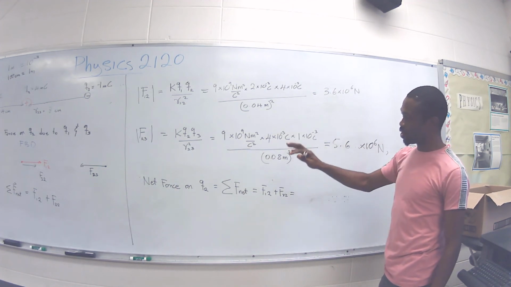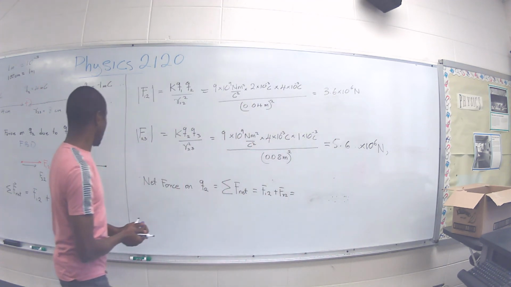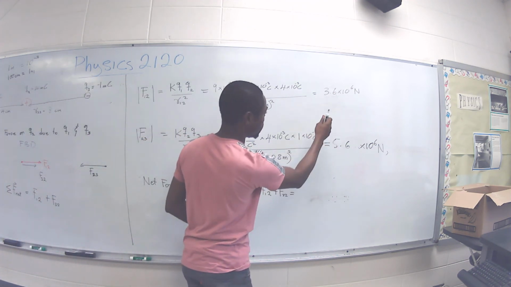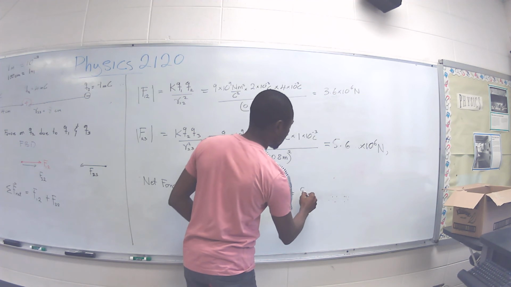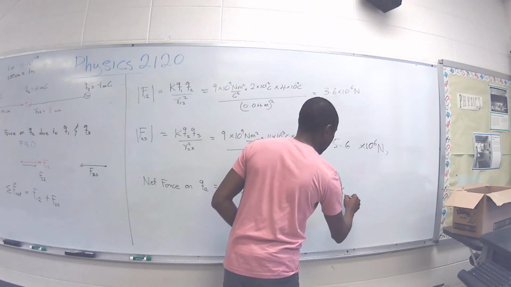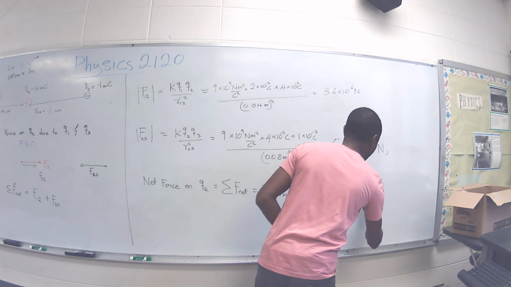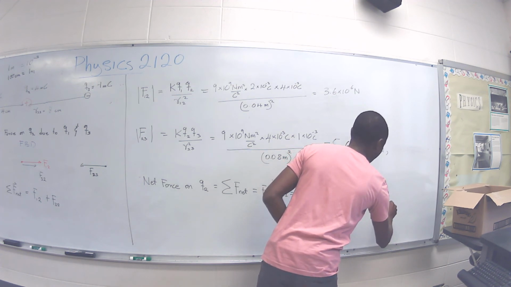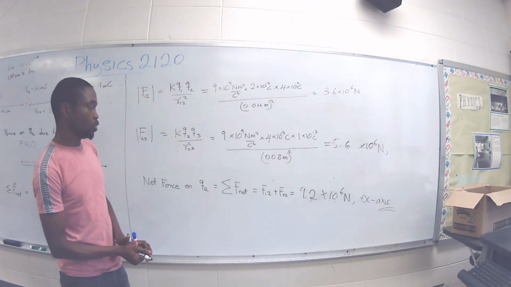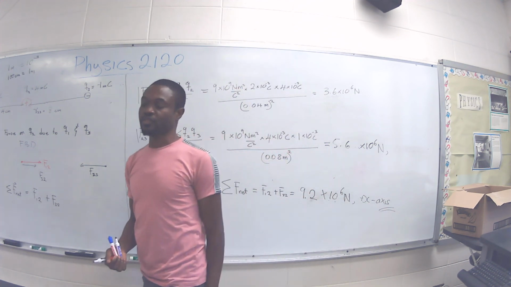The net force acting on Q2 will be adding this and that. Since they are all in the same direction, you just have to add the two forces together. And this gives us 9.2 times 10 to the power 6 newtons, and it points towards the positive x-axis. So this is the net force acting on Q2. This is the magnitude of the force, and that is the direction of the force. Thank you.